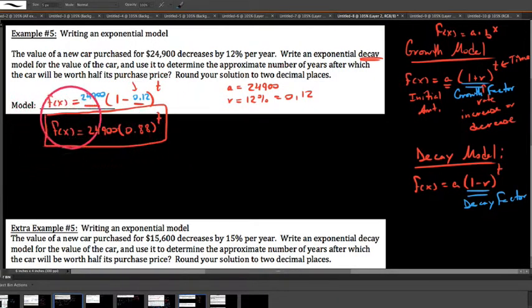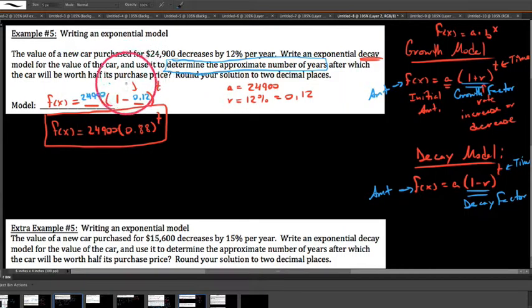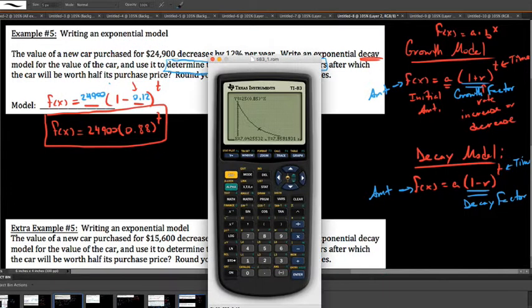Now to answer our question, it says, use this model to determine the approximate number of years after which this car will be worth half of its purchase price. Remember that the y value right here represents the amount of something, in this case the amount of dollars our car is worth, where t is time. So when it says determine the approximate number of years, what I want you to understand is that it's asking us to find the time. And it says when the car will be worth half of its purchase price.